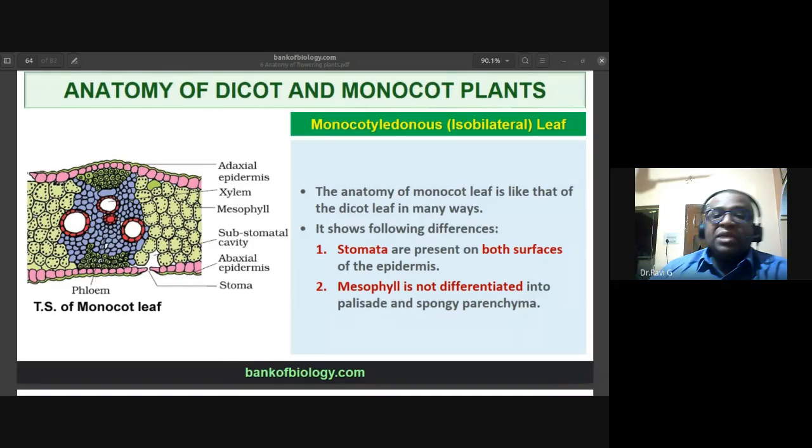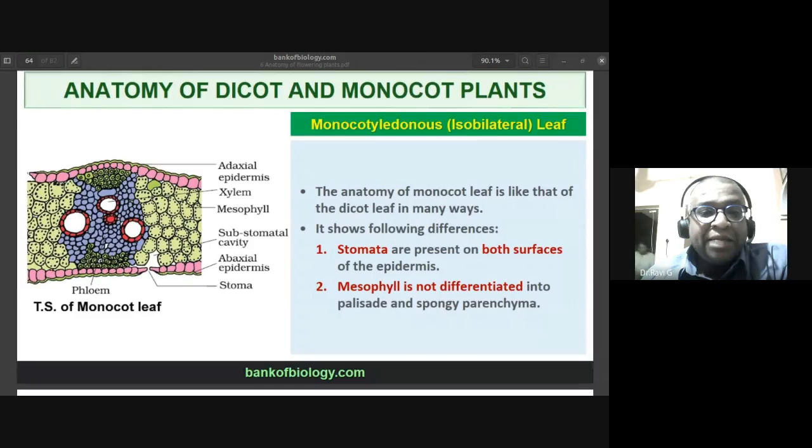So remember about that. Some unique things for this monocotyledonous or isobilateral leaf: stomata are present on both the surfaces, that is adaxial and abaxial epidermis. Mesophyll is not differentiated into palisade and spongy, so they have only spongy chlorenchyma. So this is homogeneous mesophyll, whereas it was heterogeneous in case of dicot leaf.